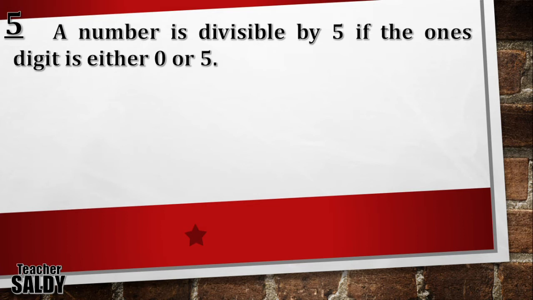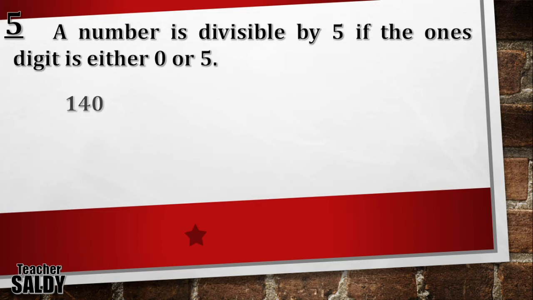Next, divisibility of 5, or a number is divisible by 5 if the ones digit is either 0 or 5. So, ang ibig sabihin lang nito, kapag yung ones digit mo, o yung pinakahuling, pinaka-right side na number, kapag 0 or 5 siya, ibig sabihin, pwede mo siyang hatiin by 5.